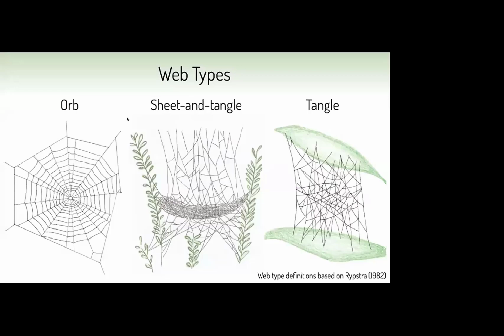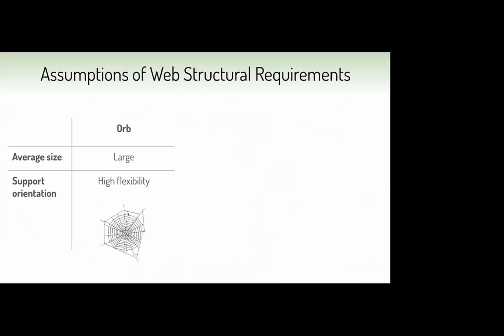So webs can be divided into three different types. Orb webs are built along a single two-dimensional plane, whereas sheet and tangle webs and tangle webs have this three-dimensional geometry. Sheet and tangle webs can be differentiated from tangle webs by the presence of this dense layer of silk. Due to their different geometries, we assume that each web type has a particular set of structural requirements.